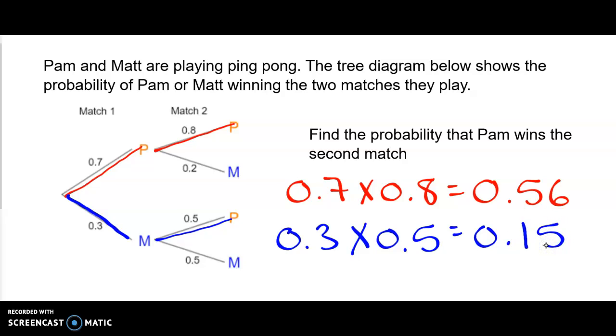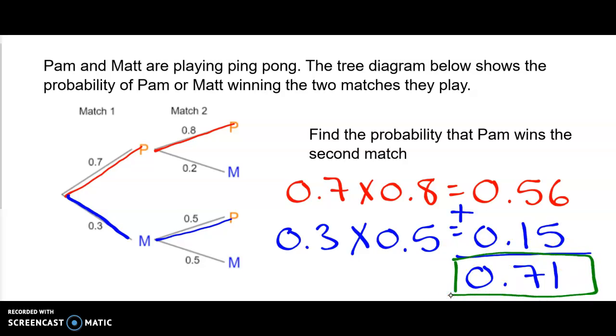Now that we have both of these probabilities, we are going to add them together so that we get 0.71. And so this is the probability that Pam won the second match. This one right here, that 0.71, is the probability that she won the second match because we don't have any information about what happened the first match.